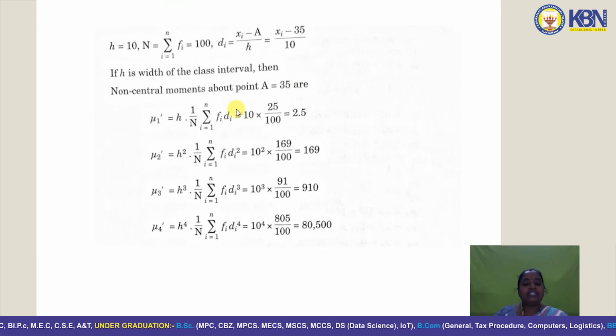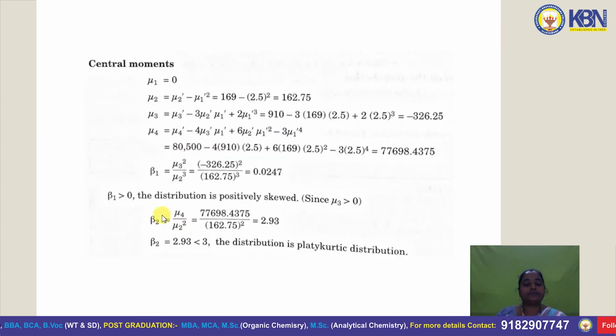After finding these values, first we calculate the non-central moments. In this I will take an arbitrary point a as 35. Now mu1 dash is h into 1 by n summation fi di. That is 10 into 25 by 100, we get 2.5. Similarly we find mu2 dash, mu3 dash and mu4 dash.